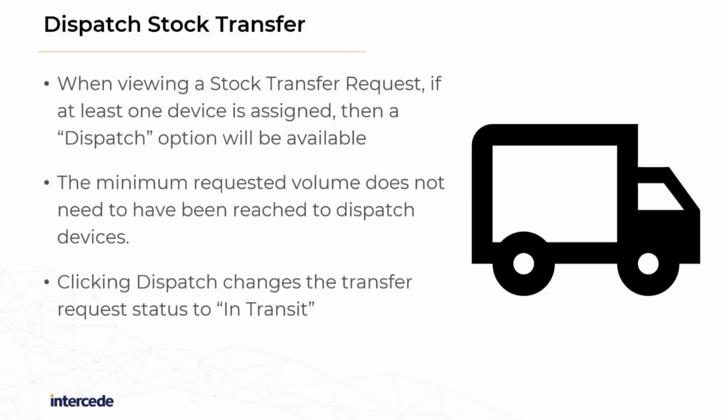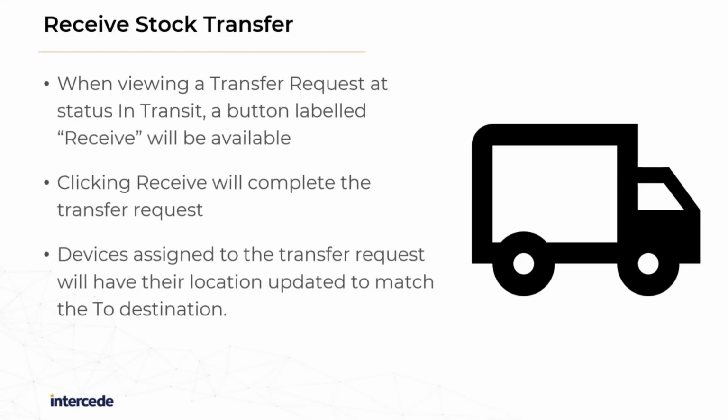So once you click the dispatch option, the stock transfer goes to an in-transit status. When it's in transit, it could be an internal transfer happening, or it could be sent to a third party, such as a courier, to be transferred. At that point, the next interaction with MyID is when it's received at the target destination. And from here, an operator can click receive. And in doing that, it will move all of the devices allocated from the source location to the destination location.